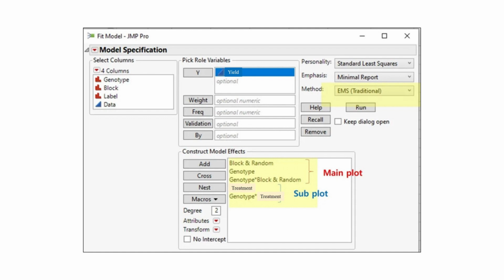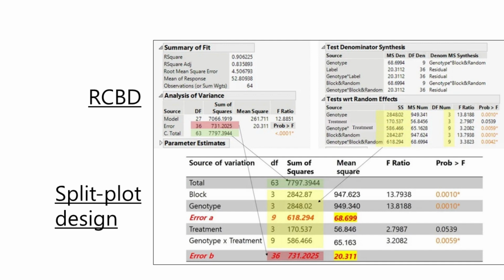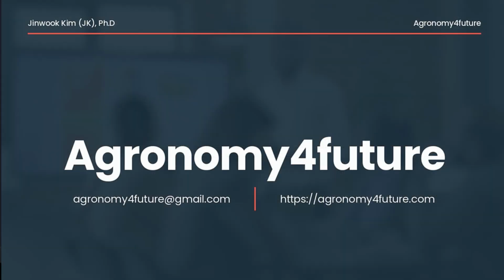In the main plot, block and the interaction between genotype and block are random factors, and genotype is a fixed factor. In subplot, treatment and interaction between genotype and treatment are fixed factors. Let's select Method as EMS, Traditional. Now we can see the interaction between genotype and treatment. In split plot design, the significance of interaction between two factors would be more increased than in RCBD, and I told you this is because due to split errors, MSE in error B will be less than MSE in RCBD.